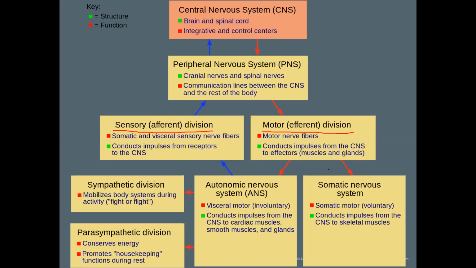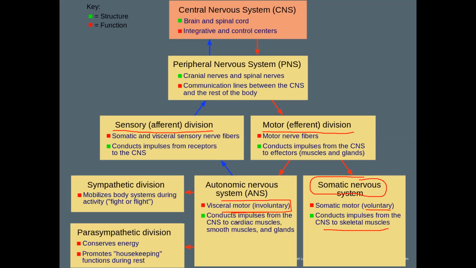Okay. Now, the somatic nervous system we kind of talked about just in that last slide. Voluntary muscle control conducts impulses from the central nervous system to the skeletal muscles, and we're able to move and walk and blow our nose and that sort of thing. The autonomic nervous system is an involuntary thing.